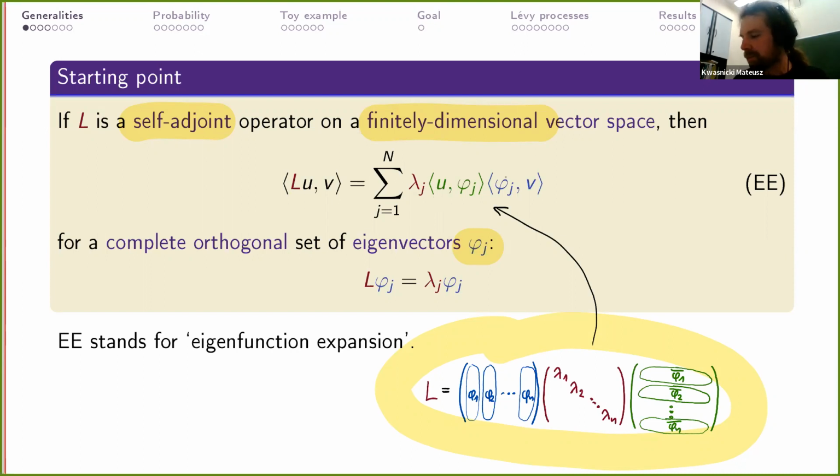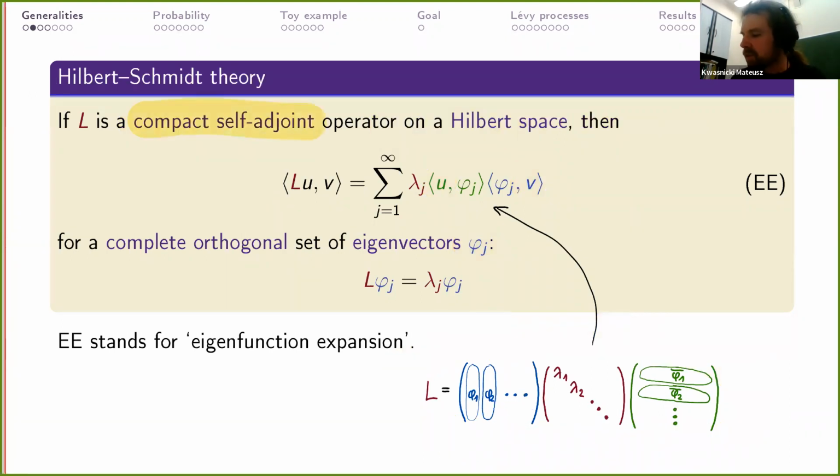So you just take the scalar product of your two favorite functions, u and v, with the eigenvectors, multiply the product of them and lambda j, where lambda j is the eigenvalue, and sum it up. Okay, and now a very classical Hilbert-Schmidt theory tells you that you can do essentially the same for infinite dimensional operators as long as they are self-adjoint and compact. So if we move to compact self-adjoint operators on an infinite dimensional Hilbert space, essentially nothing changes except that the summation is now infinite, but everything is perfectly convergent, and the picture is essentially the same.